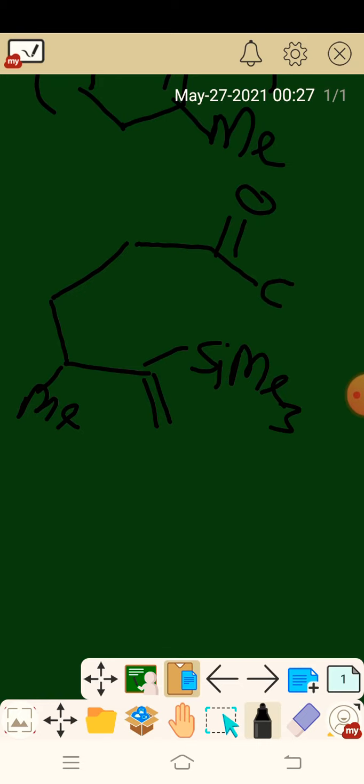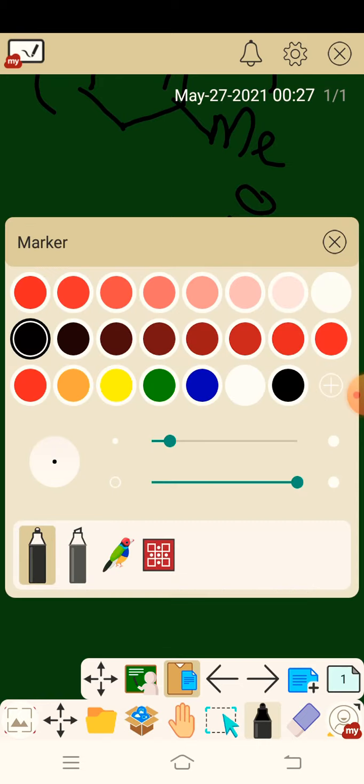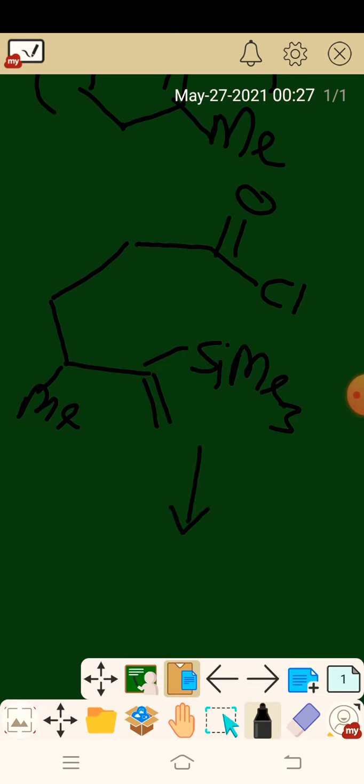Now the given reagent is AlCl3. This is a Lewis acid, and it has a vacant site. Here you will see the compound with SiMe3, alkene, ame, Cl, and oxygen, which have a nucleophilic site and are more appropriate to attack these AlCl3.